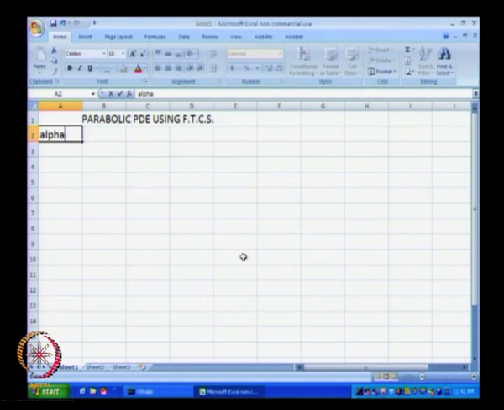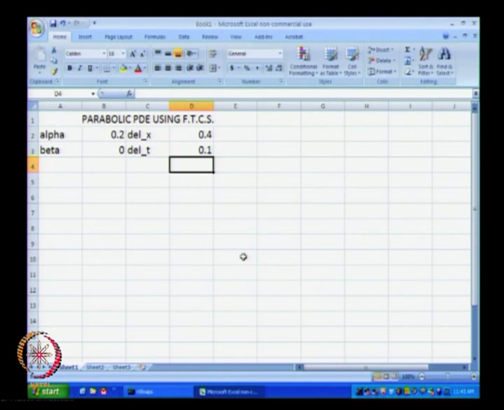We will write our alpha value, which was 0.2. We will write our beta value, which initially was 0. I will write our delta x value, which we took as 0.4, and our delta t value, which we will take initially as 0.1.